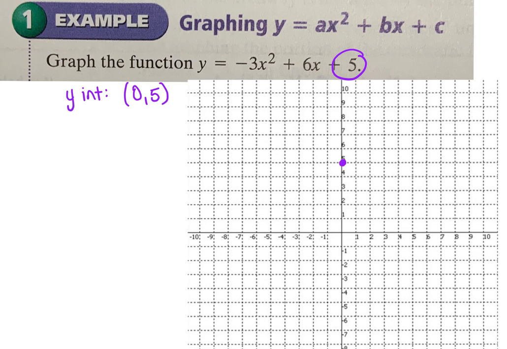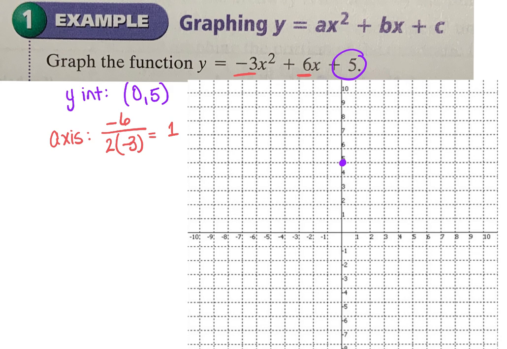Then we're going to find our axis. Our axis is a little more difficult. We're going to take this number right here, this 6, and we are going to negate it. It is a positive 6, so we're going to make it a negative 6. We're going to put it over 2 times this number right here, negative 3. So 2 times negative 3. So I end up with negative 6 over negative 6. How do I reduce that? Just positive 1. So that tells me where my axis is.